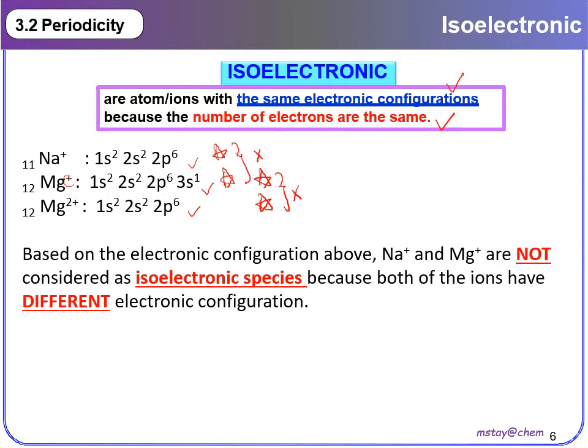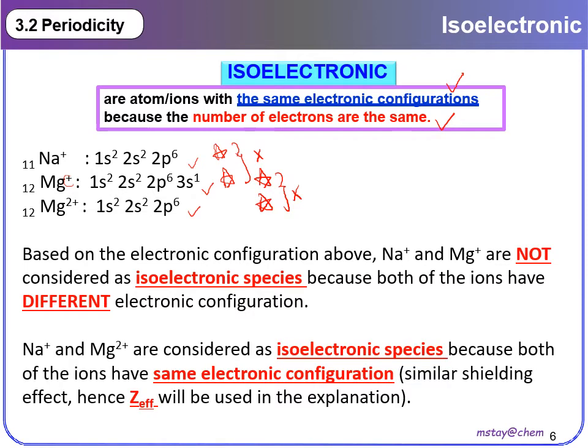However, if you look at the electron configuration, you will notice that Na plus and Mg2 plus are isoelectronic species because they have the same electronic configuration. Because they have the same electronic configuration, in this question we are not going to use shielding effect to do the explanation, but we will use the effective nuclear charge in the explanation.